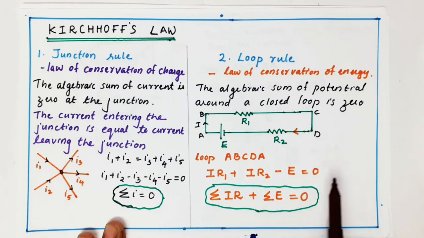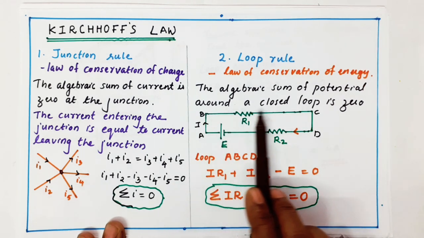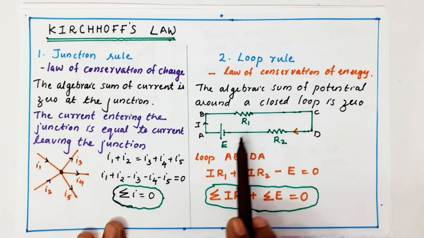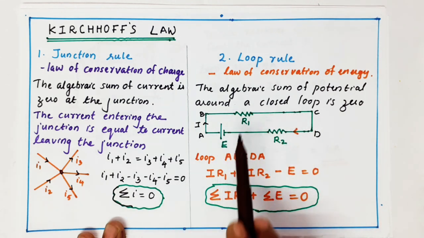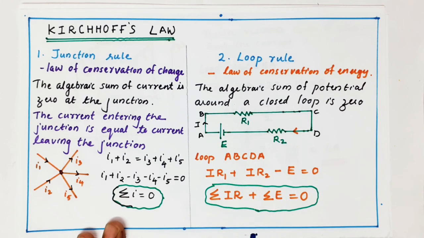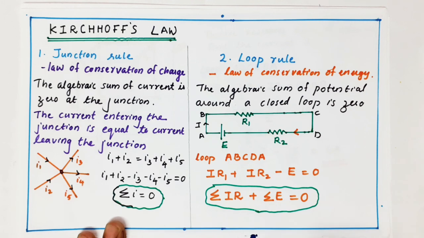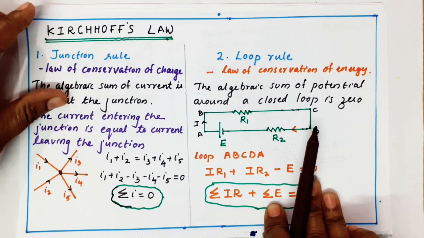You may be confused about why I wrote minus E. Because in the loop, my current is coming in a clockwise direction and I am entering the negative terminal. So when you enter the negative terminal, put minus. This is a sign convention. I'll discuss more sign convention with the numericals I'm discussing just now. Now remember, in the loop rule, the algebraic sum of potential around a closed loop is 0.